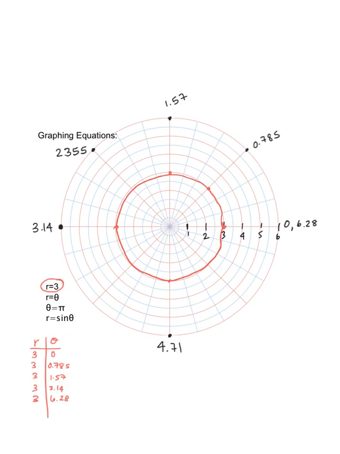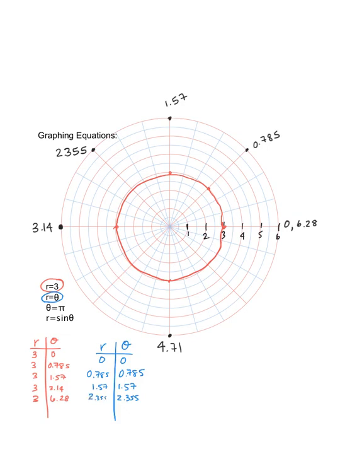Okay, so my next one is going to be pretty interesting, because what happens when my radius equals my theta? Let's just start with our theta. If theta is 0, that means my radius is 0. If my theta, in radians, was pi over 4, which is 0.785, that's also my radius. If it's 1.57, so pi over 2, radius is also 1.57. 2.355, which is 3 pi over 4.